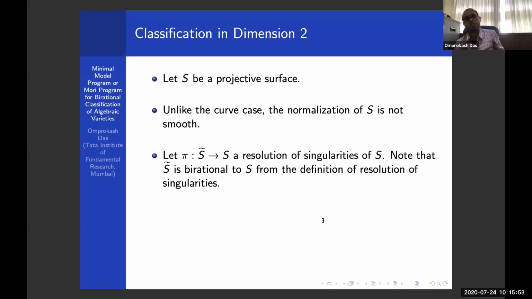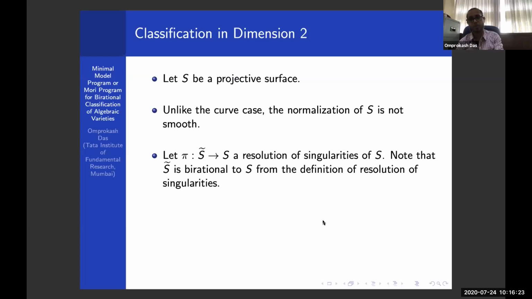Resolution of singularities is a process of blowing up and so on. I'm not going into that detail, but the point is that it exists. Resolution of singularities of a surface exists. In fact, resolution of singularities of any variety in characteristic 0 of any dimension exists due to Hironaka. Originally for surfaces, it is Zariski, Abhyankar and Hironaka combined. Still, this resolution is by definition birational to the original S.